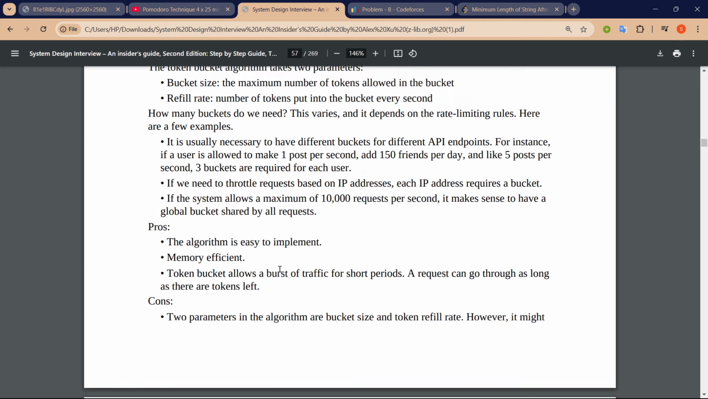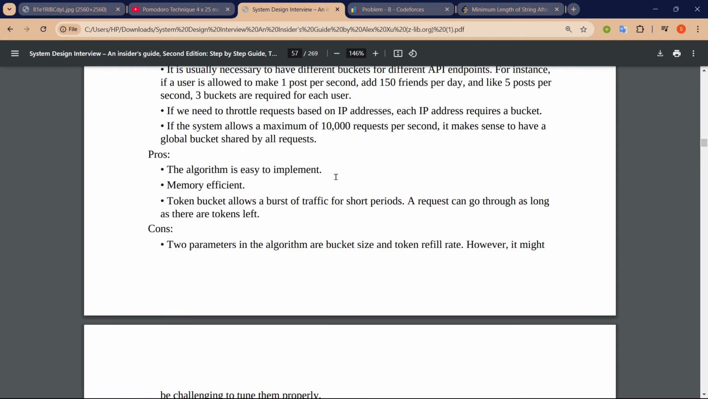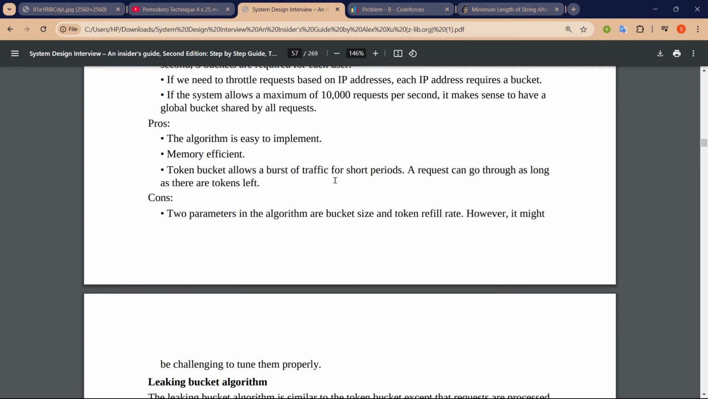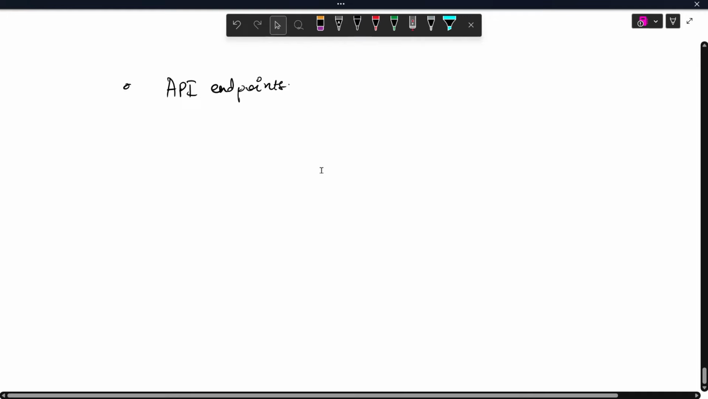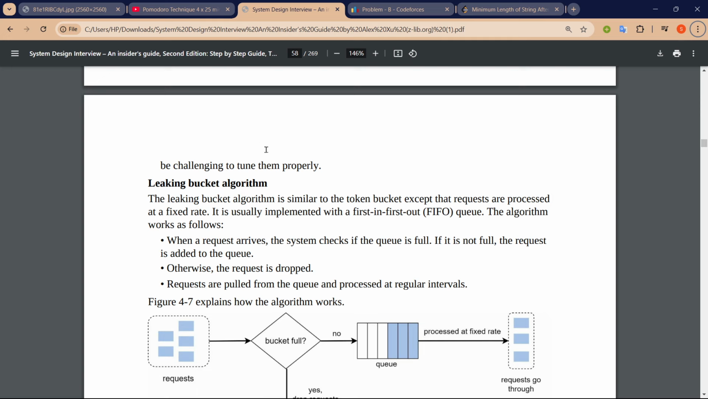Pros: the algorithm is easy to implement, memory efficient, and token bucket allows a burst of traffic for short periods. A request can go through as long as there are enough tokens left. And the cons: the 2 parameters in the algorithm are bucket size and token refill rate, however, it might be challenging to tune them properly. Okay, so the second algorithm that we have is the leaking bucket algorithm.